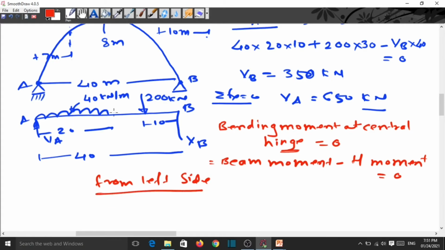So from the left side, the beam moment is here. Suppose you ask, what is the beam moment? It is VA into 20, a sagging bending moment. So what is positive? VA is equal to how much? VA is equal to 650.